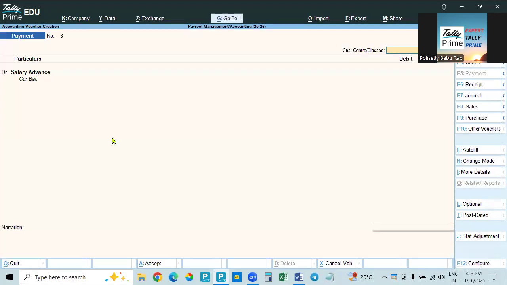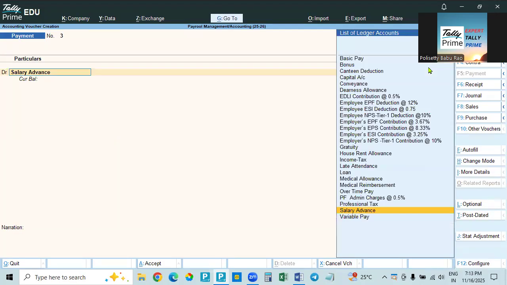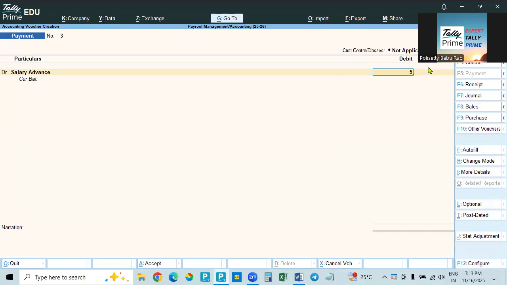Now if you make it, this cash class will come, that is not required for us. And then salary advance 5,000 rupees paid. To whom? Immediately, it will ask you the details: to whom we paid. So we need not create the personal account. Employees accounts we never create. The employees will be taken as cost centers.